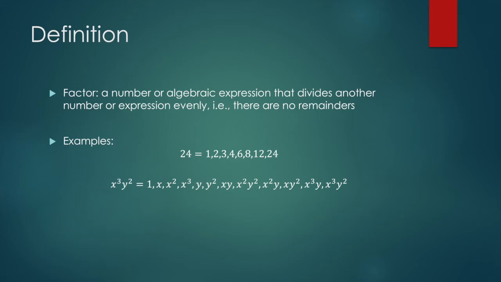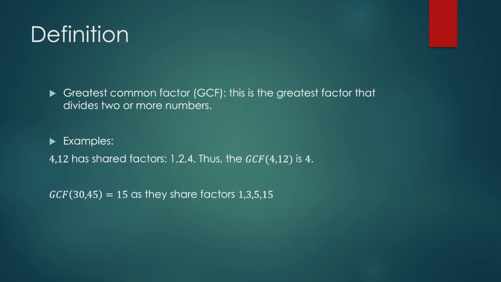Similarly, we can have an algebraic expression. Here we have x to the power of 3 y squared. And that is equal to a bunch of factors as you can see on the screen. So if you divide x cubed y squared by any one of those things on your right hand side, then you again get a nice flush algebraic expression. The second thing you need to know is what is called the greatest common factor. This is defined as the greatest factor that divides two or more numbers, or expressions even.